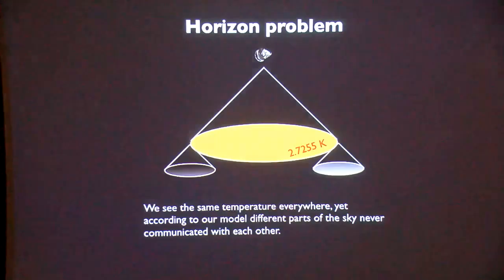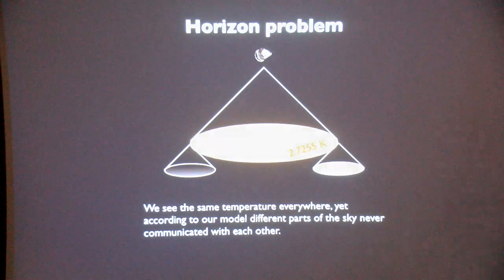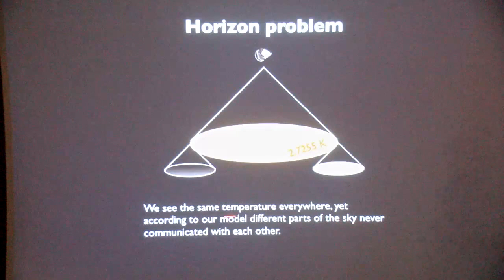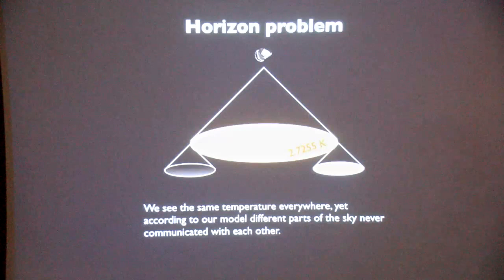And in the model we have, you can ask whether the different regions in the sky actually had a way to communicate with each other. And it turns out, according to the model that I just presented to you, they really didn't have a chance to communicate. The universe just isn't old enough. So according to our little model, we shouldn't expect the cosmic microwave background to look this homogeneous. We should expect much larger fluctuations.